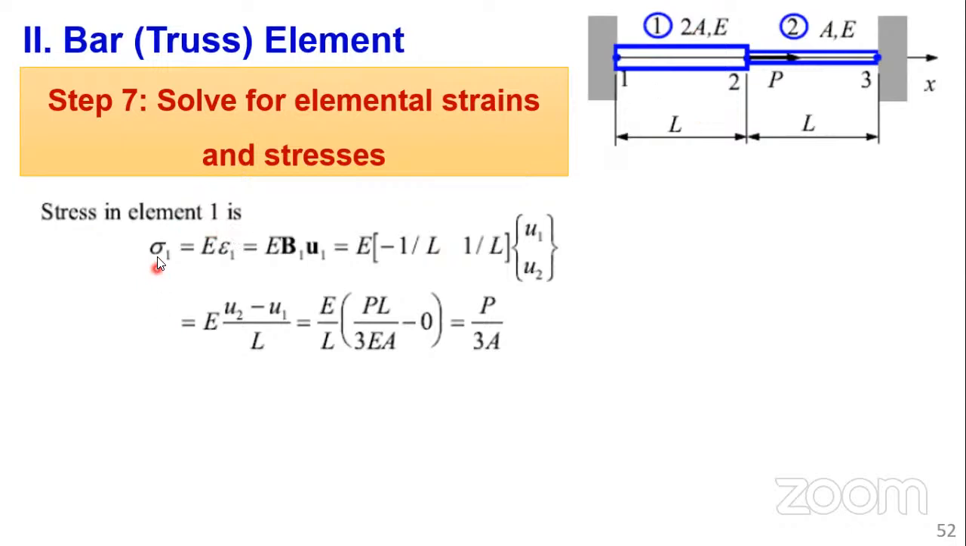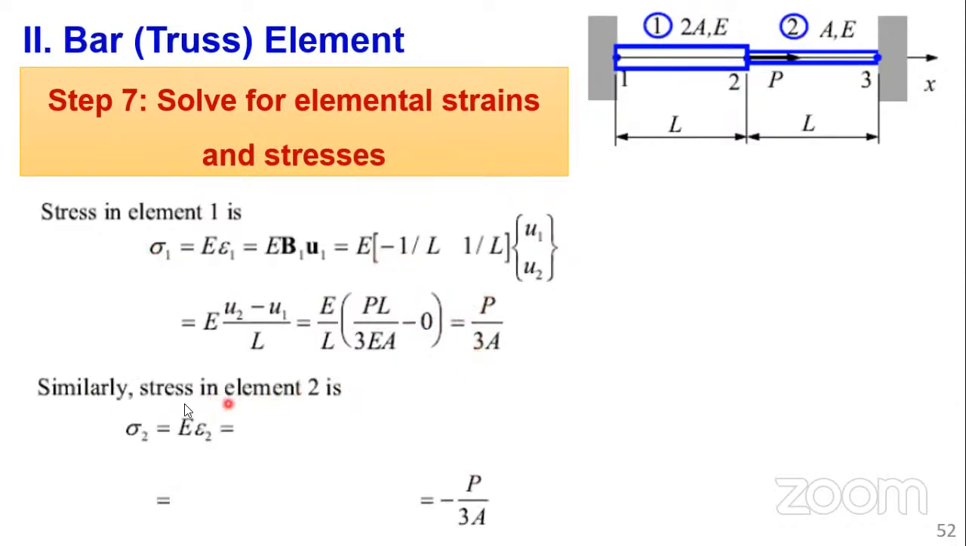This is where I was explaining. Stress 1 is equal to Young's modulus times strain 1, which is equal to E B1 U1. I remember we derived this part, the extra note that I gave you on that slide, which you can revisit later. You only need to substitute the values here. You find that sigma 1 is equal to P over 3A.